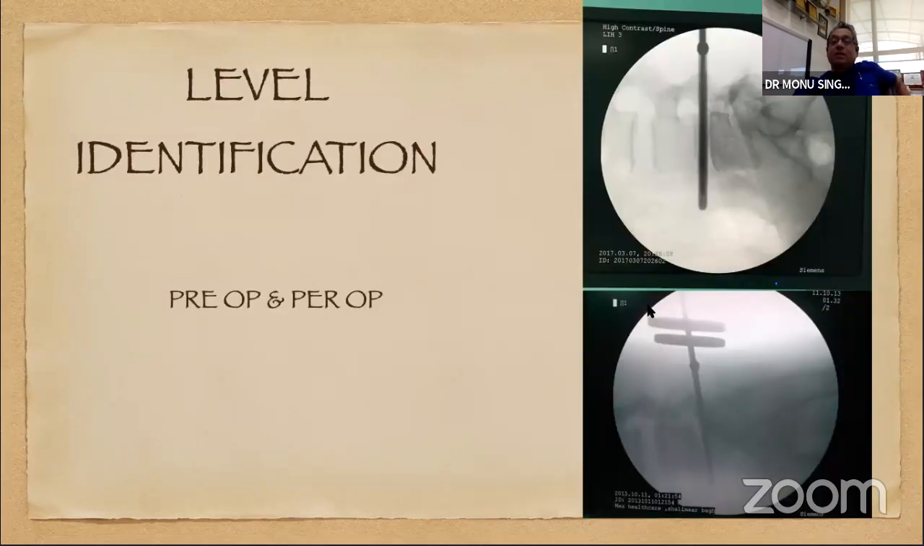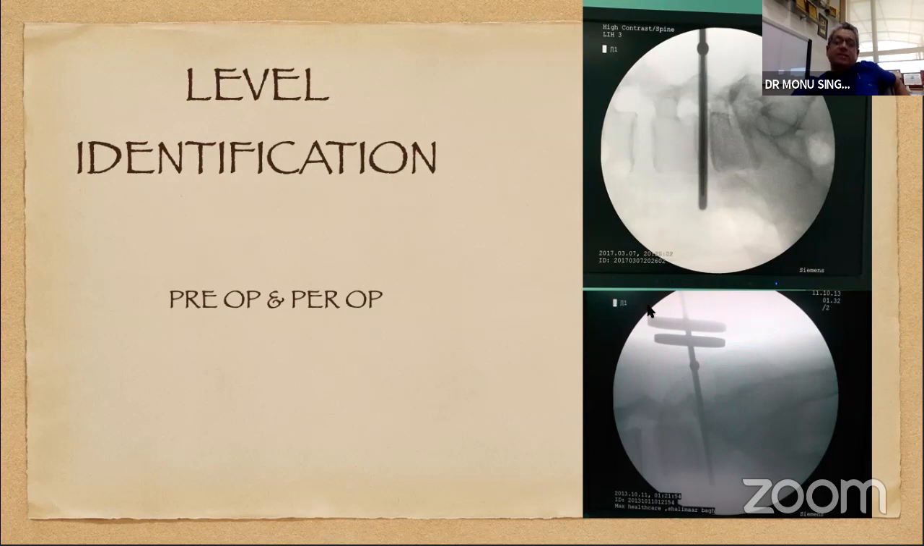Identification of level. Now, whatever level that we are operating on, one has to be absolutely sure about that level, because you are going in through a small incision, you are reaching a particular level and you are decompressing that, but you have to know that the level you have chosen to decompress is perfect or not. Most often than not, it is the L4-5 and L5-S1. These are the two levels where one can end up having a wrong level decompression.